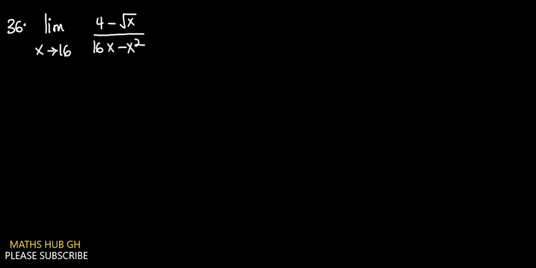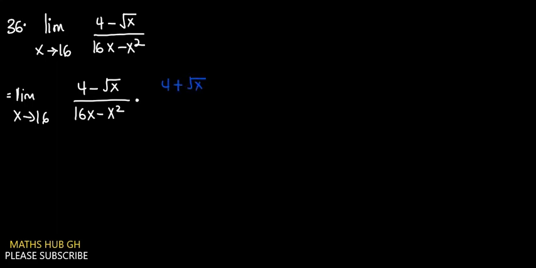Guys, so we are now on question 36. Let's look at how you are going to compute this limit also. The direct substitution is not going to work here too, so we will have to do some transformation. Let's apply the rationalization here. So we are going to have the limit as x approaches 16 of 4 minus the square root of x divided by 16x minus x squared, multiplying 4 plus the square root of x divided by 4 plus the square root of x.